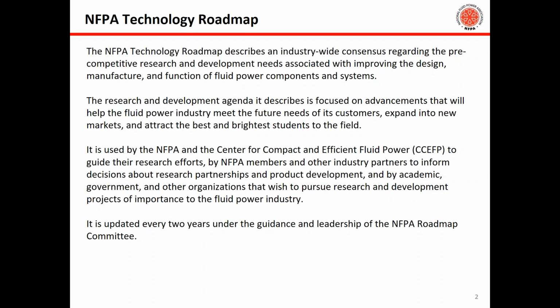Our roadmap is used by the NFPA, but also by the Center for Compact and Efficient Fluid Power to help guide their research endeavors. It is also used by many NFPA members and their industry partners to help inform their decisions about research partnerships that they may want to enter into or product development schedules that they're working on. And we know that the roadmap is also used by our many academic, government, and other organizational partners who are interested in pursuing research and development projects of importance to the fluid power industry. We update our roadmap every 2 years under the guidance and leadership of our roadmap committee.